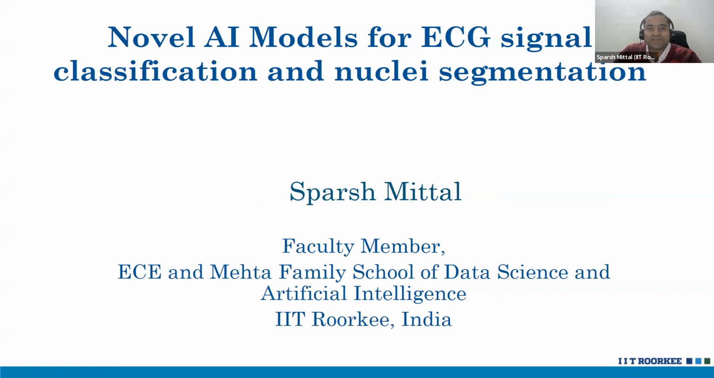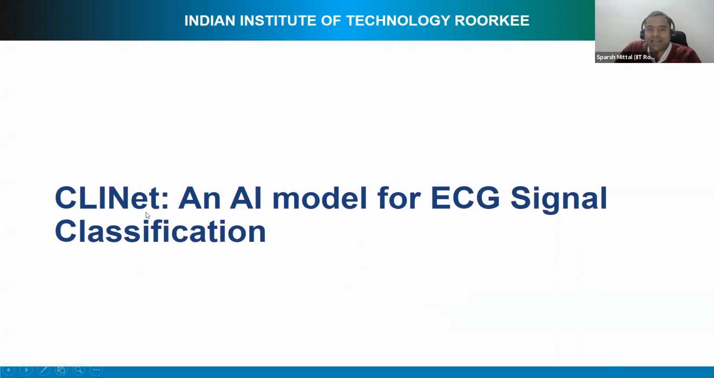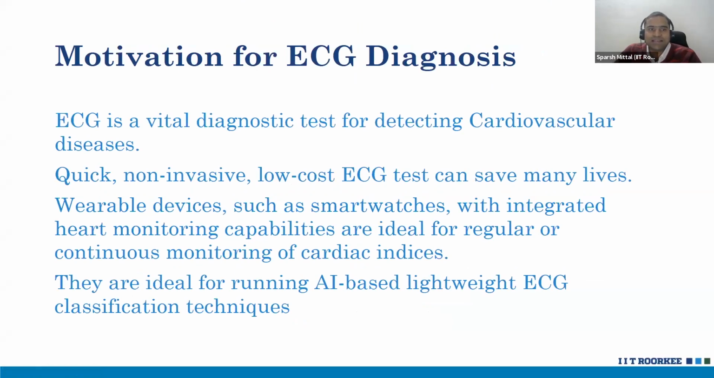So I will discuss two of the techniques we have proposed for ECG signal classification and nuclei segmentation. The first technique, which we named CLI-NET, is an AI model for ECG signal classification. ECG is a very simple but very vital diagnostic test for many cardiovascular diseases. And because we can do non-invasive tests in a low-cost manner, we can detect some of the issues very early and save many people's lives.